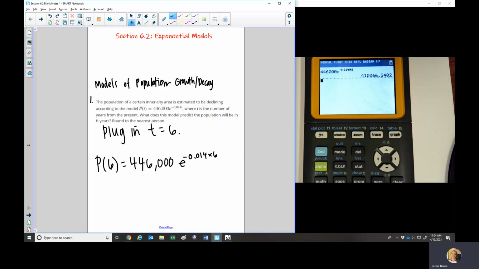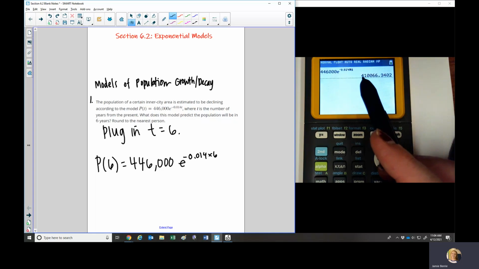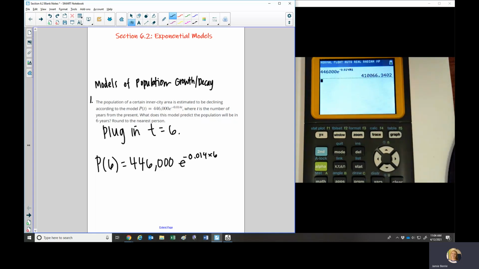It says round to the nearest person, which means the nearest whole number. This 3 here tells us that we're not going to round up. So it's going to be 410,066. Now this number makes sense because they told us that the population was declining. So it should be less than our initial population, which was 446,000. I can tell that the original population was 446,000 because that's the coefficient in front of e. So that's always the initial value of the population.